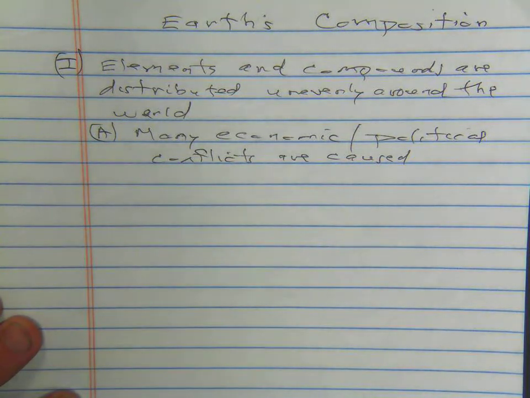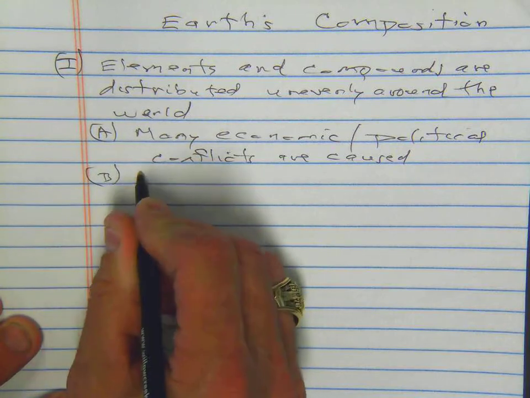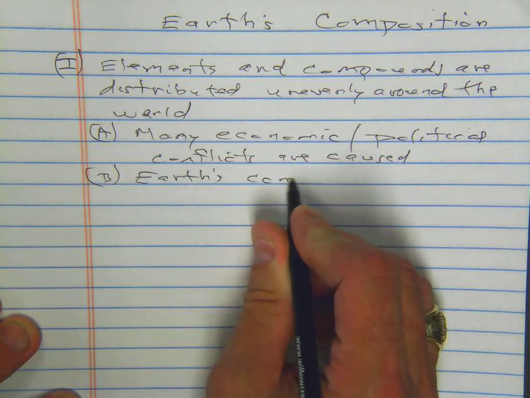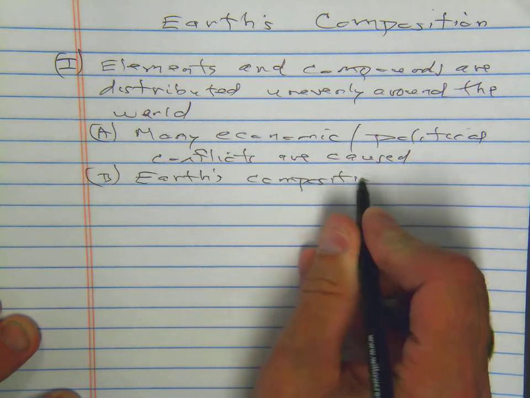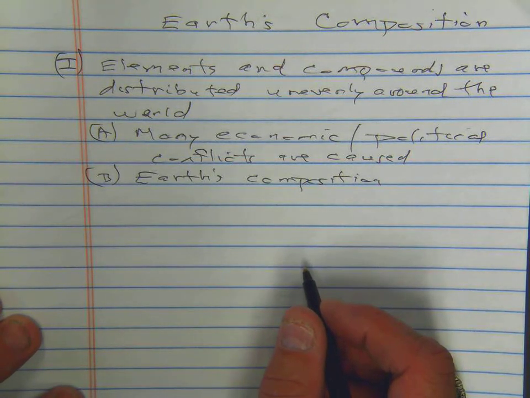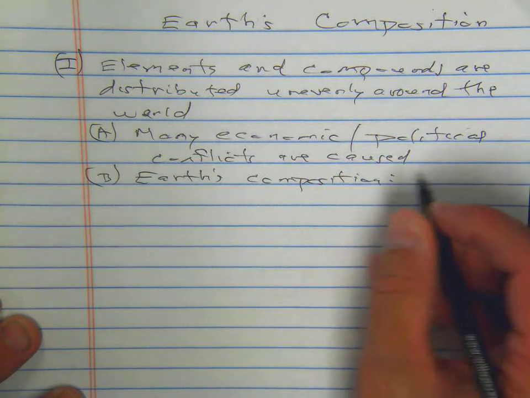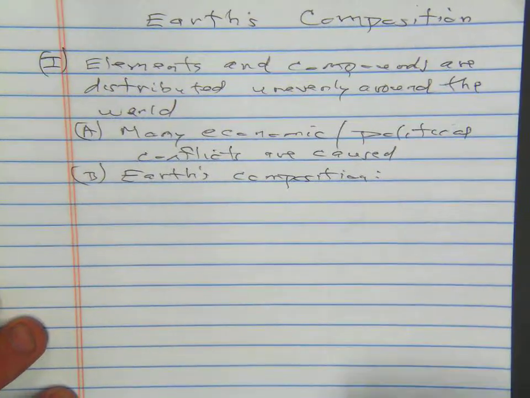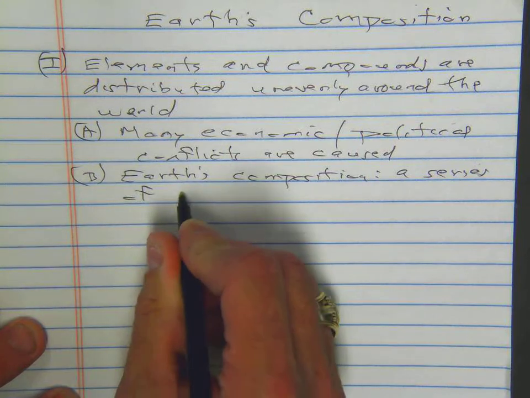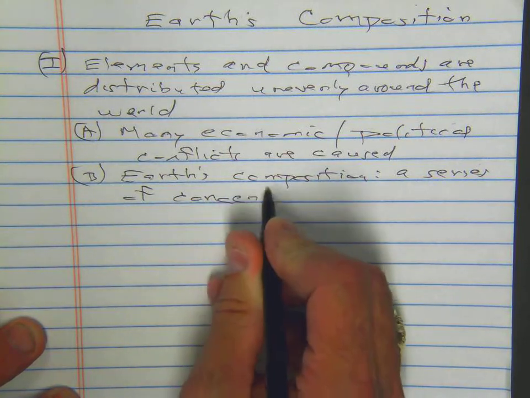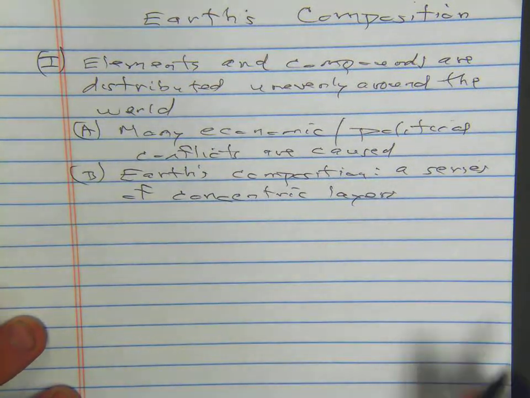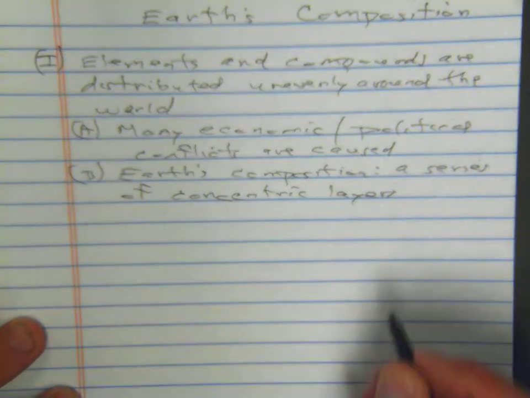And the Earth's composition, we'll talk about what that looks like and some of the various components. The Earth's actual composition. A couple of things about it: it's basically a series of concentric layers. Concentric circles, right? Concentric layers that are composed of various materials.